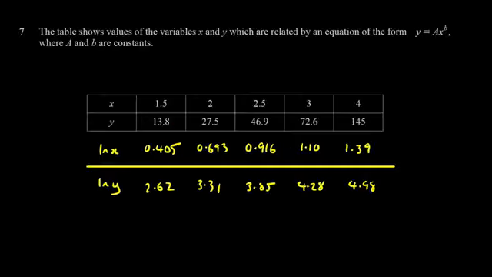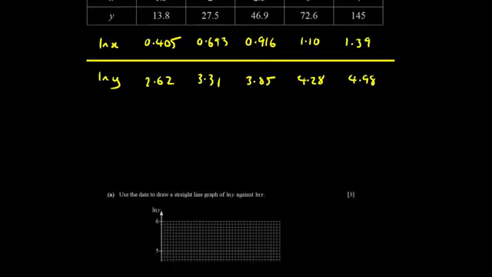Okay, then, so here we are in question 7. The table shows the values of the variables x and y, which are related by an equation of this form, where a and b are constants. And we are asked to use the data to draw a straight line of ln y against ln x.